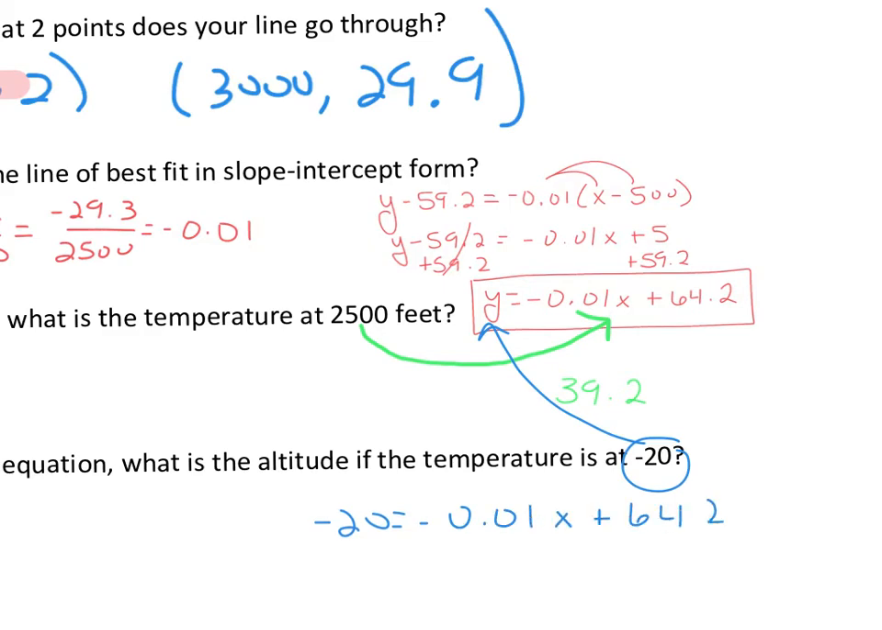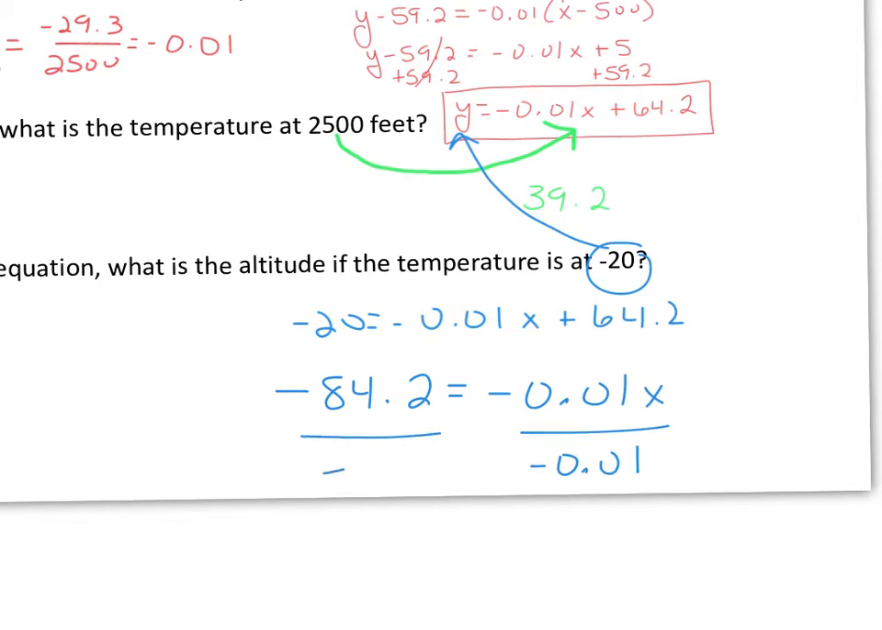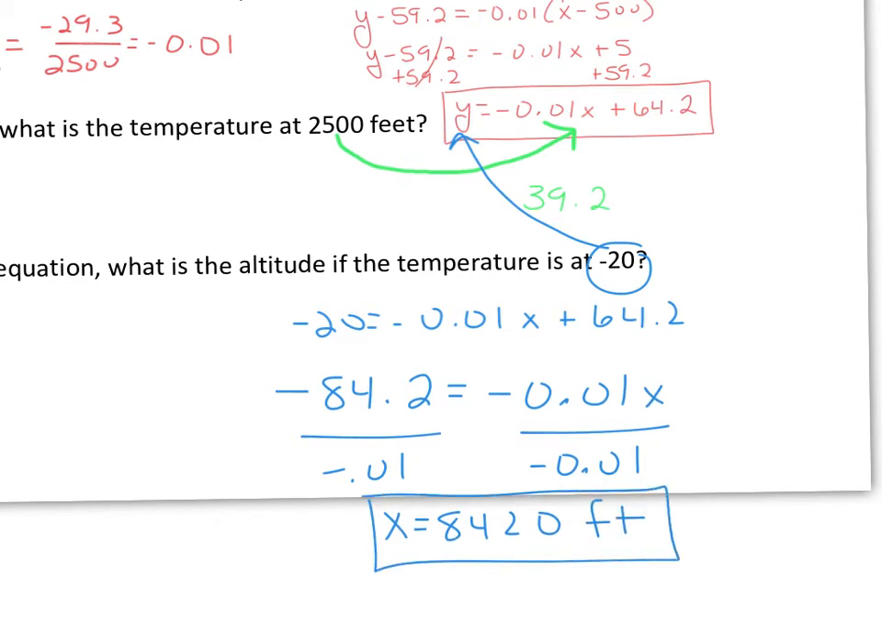Okay, so I'm going to go ahead and subtract my 64.2 over. So I get negative 84.2 equals negative 0.01x. And now I'm going to divide by that negative 0.01. Okay, and so when I did that, I ended up with 8420. So that would be how many feet I'm at to get a temperature of negative 20.